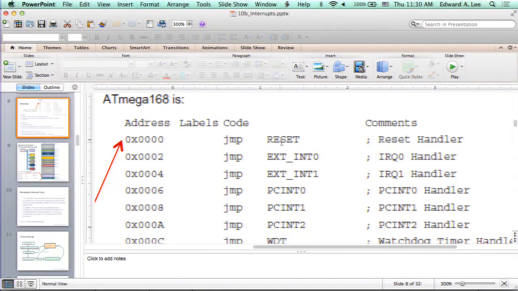Okay? If you change the voltage on IRQ 0, then the hardware of the processor loads this address into the program counter, okay, and begins executing at this address. So what you're expected to have at that address is a jump to your interrupt service routine. Okay? Similarly, at location 4, you have IRQ1, the IRQ1 handler. Why are these 0, 2, 4, 6, and not 0, 1, 2, 3? Why do you think?